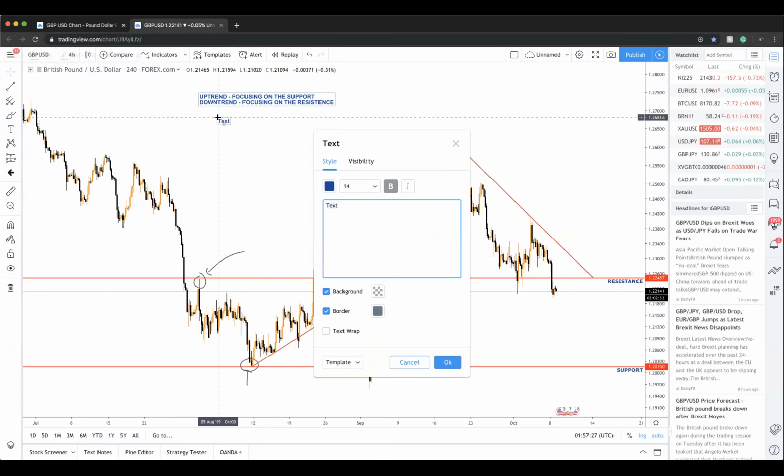An uptrend signifies, they signal that the buyers are in control and that price is rising. And a downtrend represents when the sellers are in control and that the price is dropping.